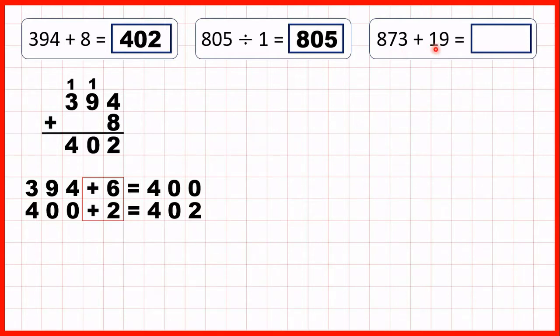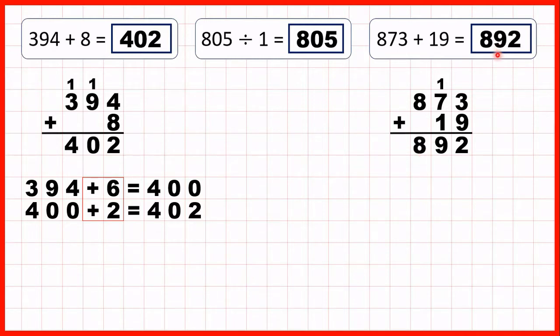873 plus 19. We can set this out as a column addition, making sure we've got our digits lined up on the right hand side. 3 plus 9 is 12, so 1, 2. 1 plus 7 plus 1 is 9, and 8 plus nothing is 8. So our answer is 892.